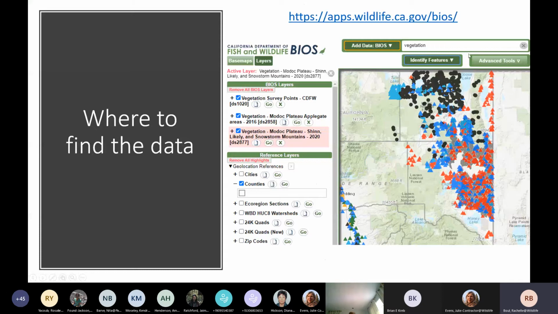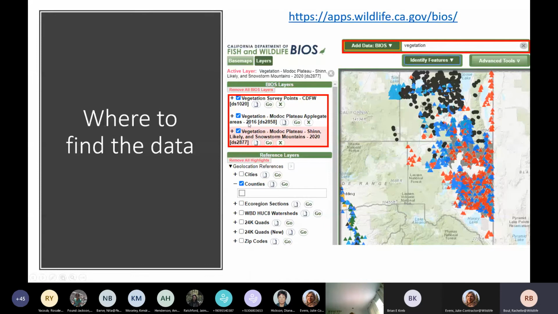Again, I keep mentioning BIOS. Here's what BIOS looks like. I think Rosie will be doing a live demonstration of BIOS, but just so you know, here are those 3 data sets that I mentioned. There's the phase 1, which in BIOS we call the Modoc Plateau, Shin, Likely, and Snowstorm Mountains, which is DS2877.